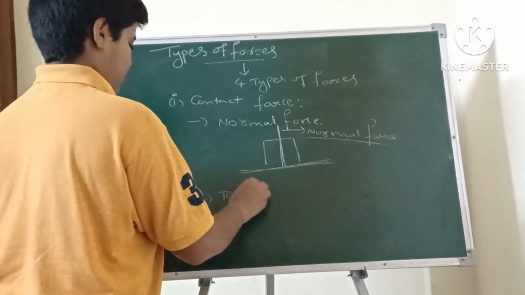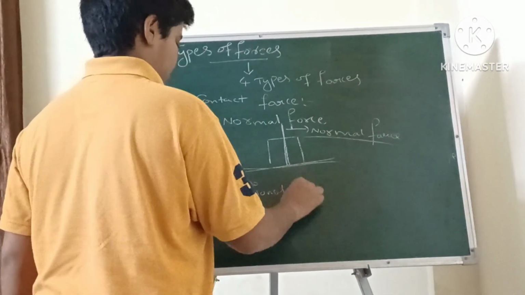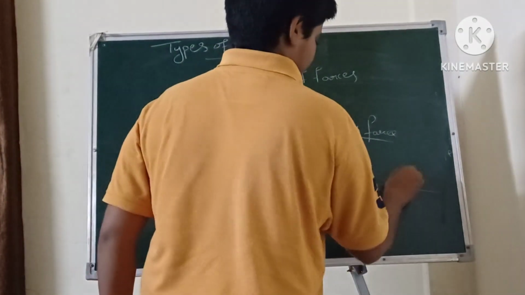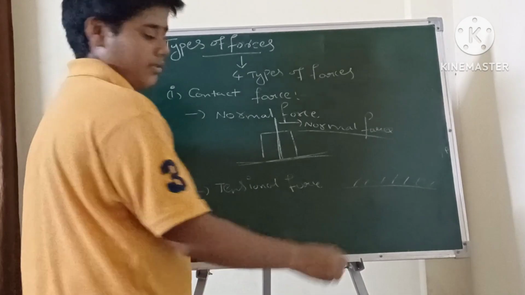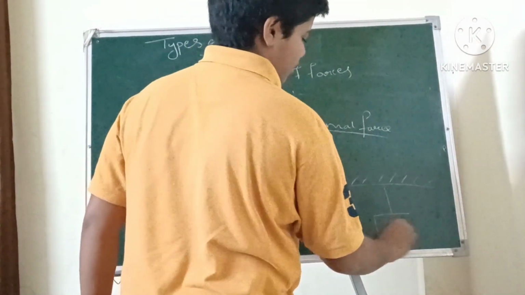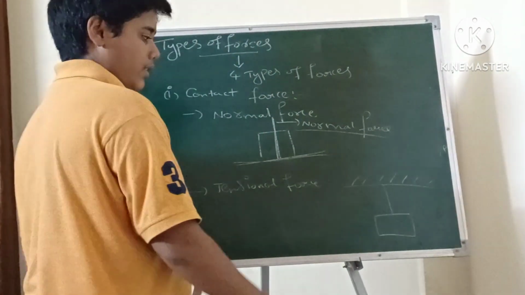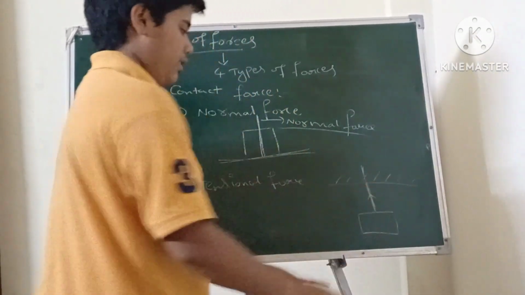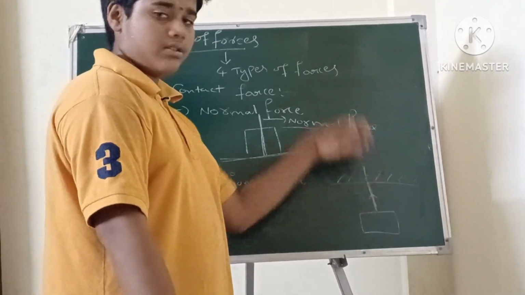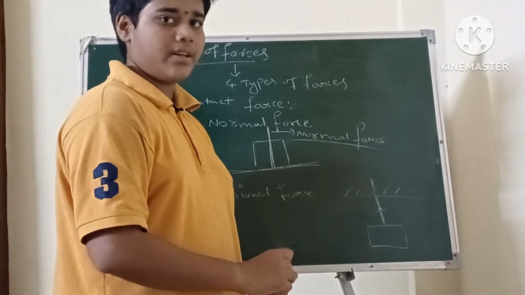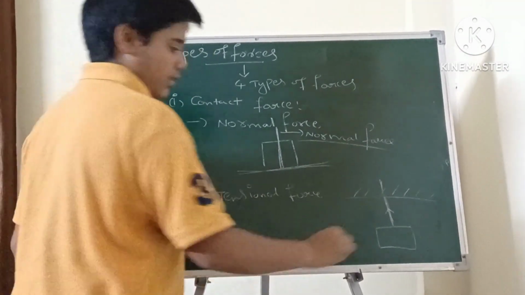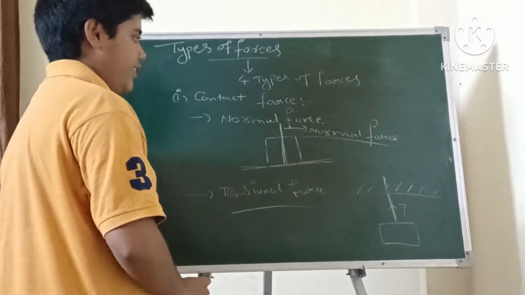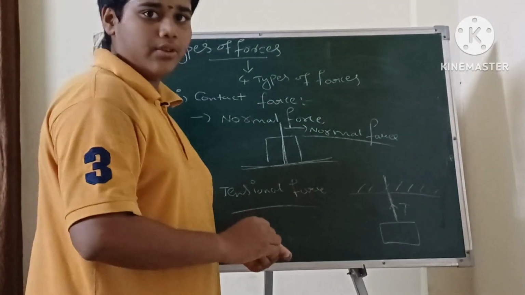Tensional force. I am taking this is a rigid support and it is tied to a body. Here this is a tensional force because this string pulls to rigid support. That is called tensional force. This is represented as P. Okay. So these are the main types of contact forces.